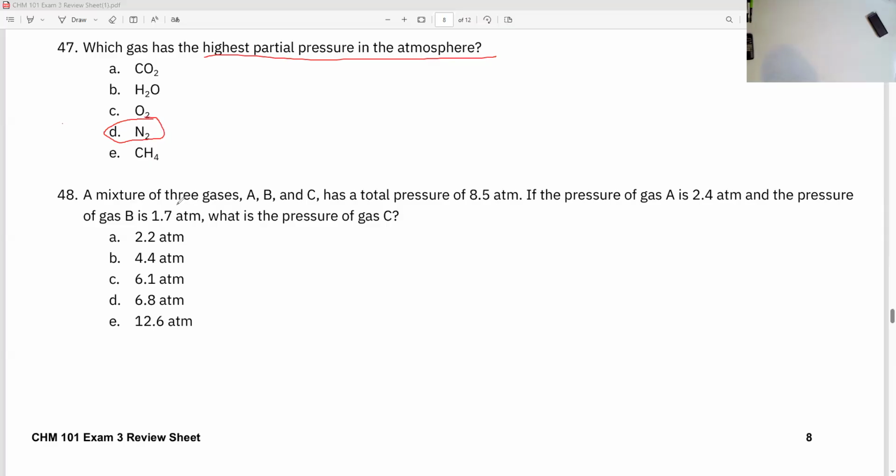Question number 48 is asking us to work a little bit with partial pressures and total pressures and asking us to apply Dalton's law of partial pressure. This one says that we have a mixture of 3 gases, A, B, and C, and the total pressure is 8.5 atmosphere. They're telling us the pressure of gas A and the pressure of gas B, and they're asking us to find the pressure of gas C. Okay, so let's take a look at how we work at that one.